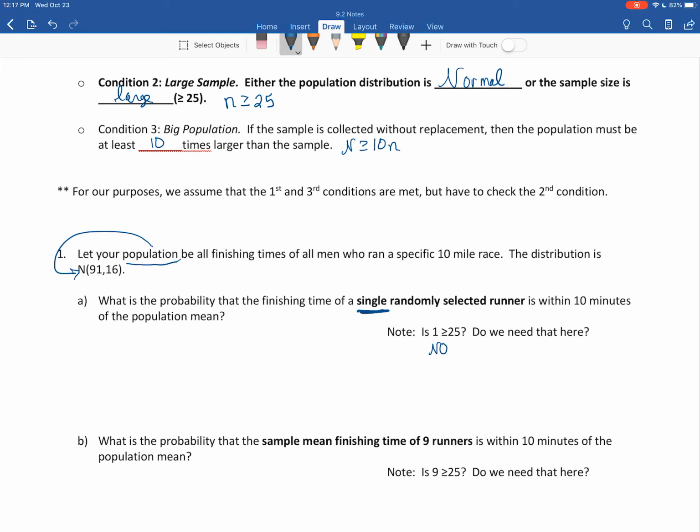Well, it says in our condition 2, either the population has to be normal or the sample size has to qualify. So there's 2 ways to hit this. We don't need the sample size to be large enough here because the original population happened to already be normal.